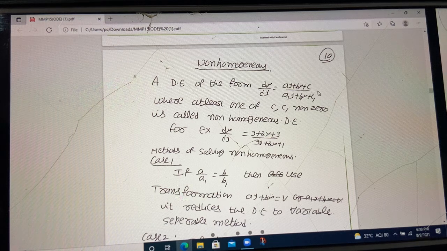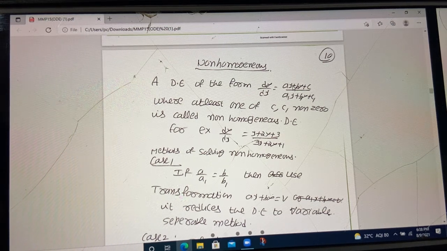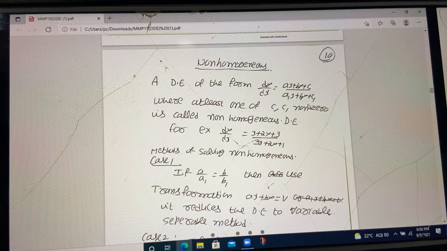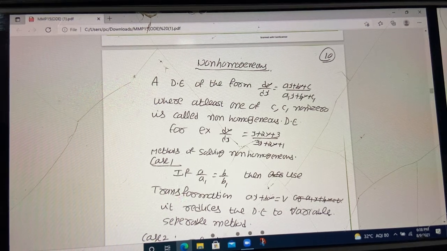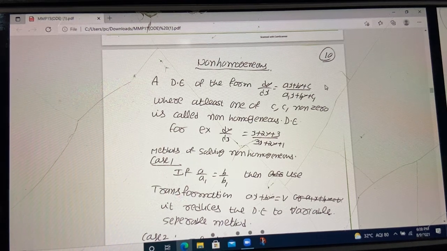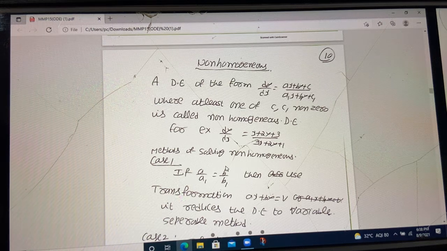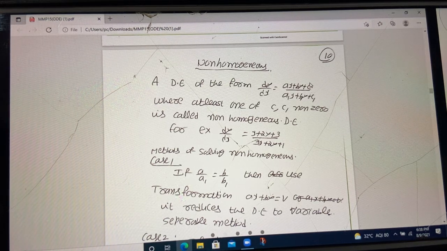When you are asked to find what the transformation is, you have to identify whether it is homogeneous or non-homogeneous. If it is homogeneous, that is, the degree of each and every term is the same, it can be anything, then y equal to vx or y by x equal to v, that is the transformation. Then suppose it is non-homogeneous, then you have to check whether a by a1 equals b by b1 or not. If it is so, then what is the transformation? Remember, ax plus by equal to v.